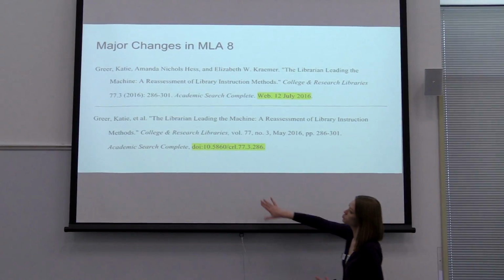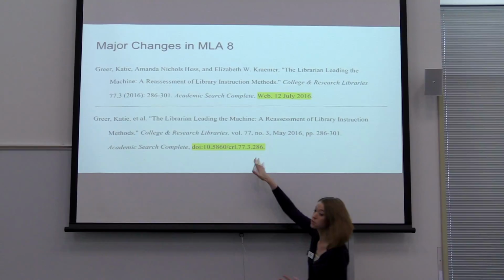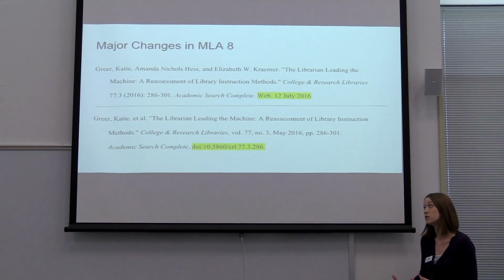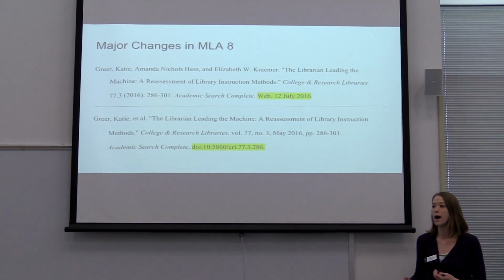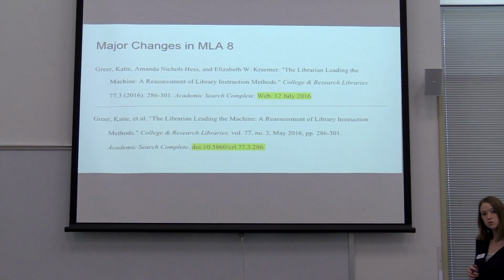Instead, in its place, we've got the location of the second container. In this case, this is a journal article that was assigned a DOI, so that's why we have a DOI instead of a permalink there. Any questions about those two so far?